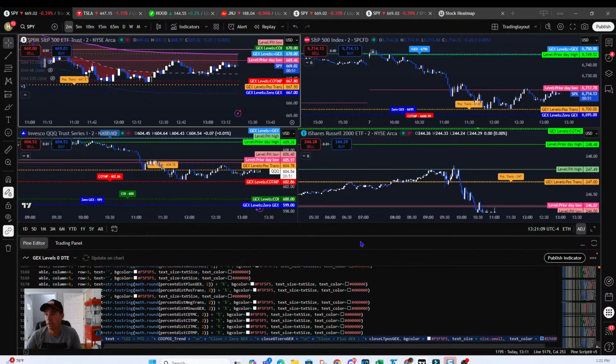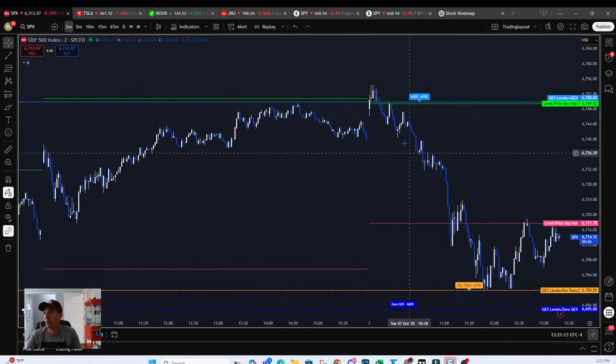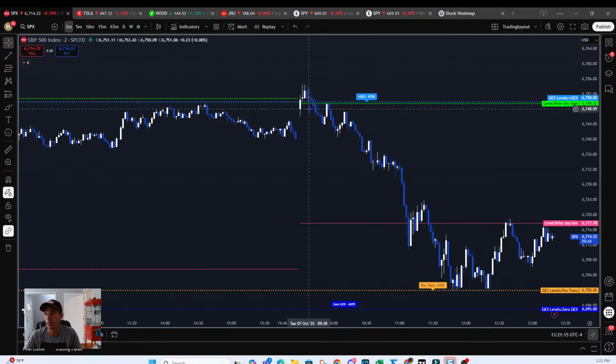So let's go ahead and look at the TradingView chart. I just updated my script from this morning. So obviously 6750, that was that plus GEX level right at the open today.